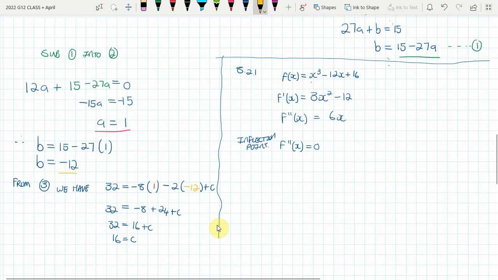Okay, we need to solve this equation to get the x-coordinate of this point of inflection. So we therefore solve 6x equals 0. Is that so? Yes. Then x will be equal to 0.